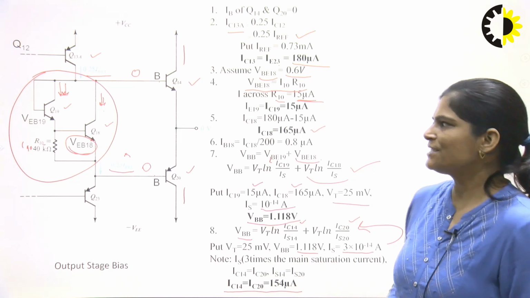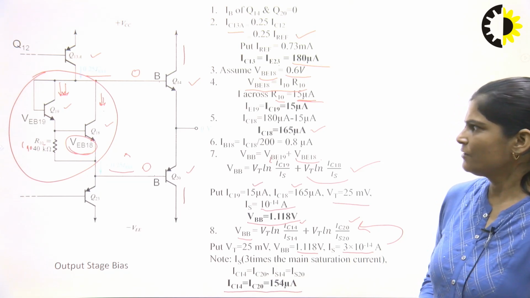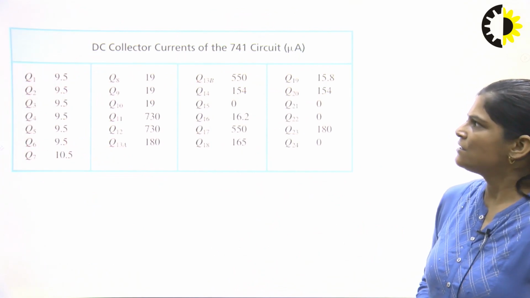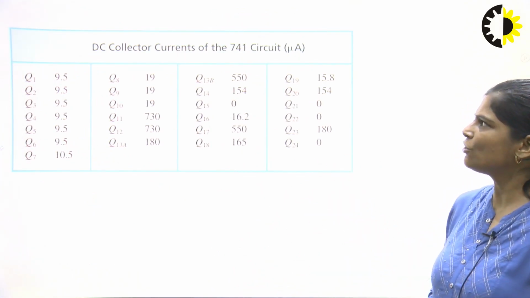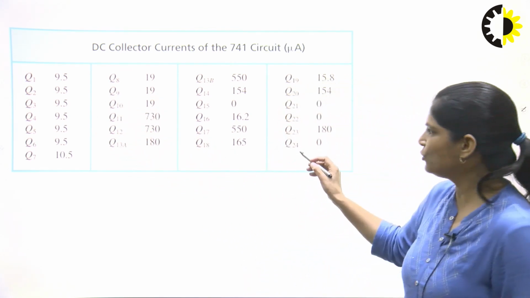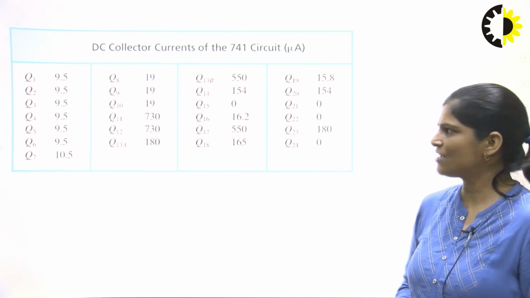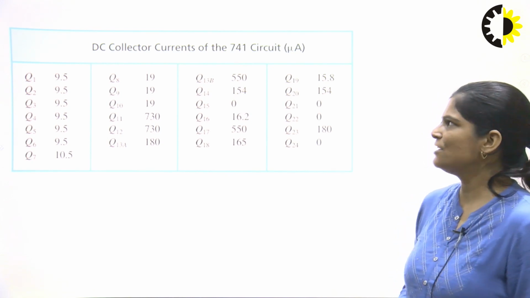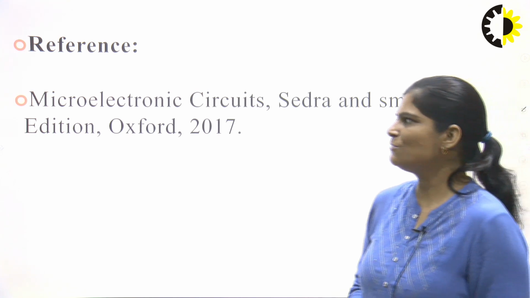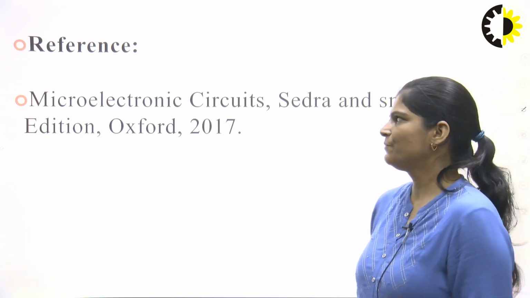So in this output stage also, all terminal currents are calculated. This is all about DC biasing of the operational amplifier. These are the DC collector currents of this 741 IC. These are the transistors Q1 to Q24, and we have already calculated the collector current of each transistor in the internal structure of the operational 741 IC. This is the reference for this presentation: Microelectronic Circuits, Sedra Smith, 7th edition, Oxford 2017. Thank you.